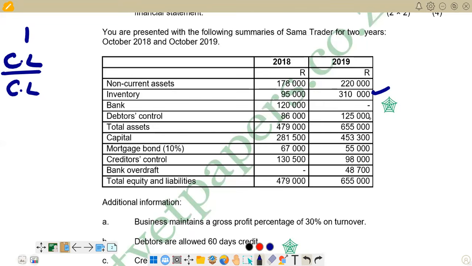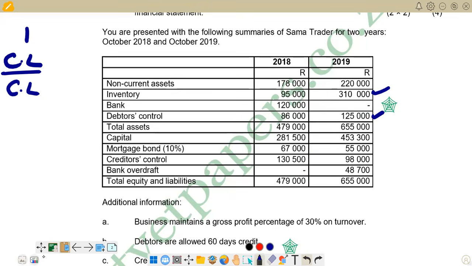Then we've got debtors control, which is also a current asset. We've got 125,000. Remember, you are also supposed to differentiate between non-current assets and current assets. Current assets are resources of a business that are expected to stay at the business for a period of less than a year. We've got examples: inventory, bank, and petty cash. They fall under current assets. In terms of prepayments of expenses and accruals of income, they also fall under current assets.